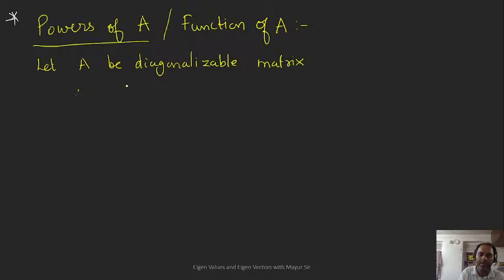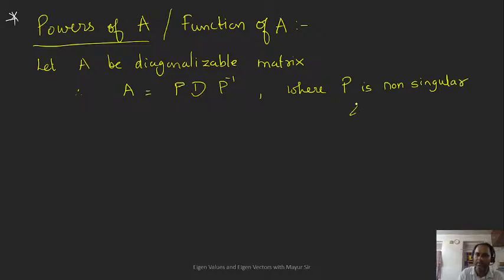Therefore we have A equals P D P inverse, where P is non-singular, and D is a diagonal matrix. Yes, we know that it is made out of the eigenvalues and eigenvectors, but essentially this is the format.